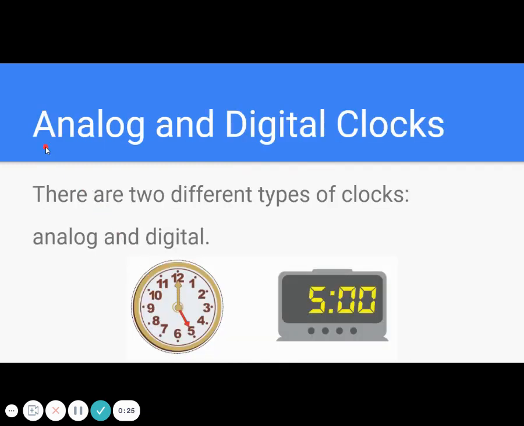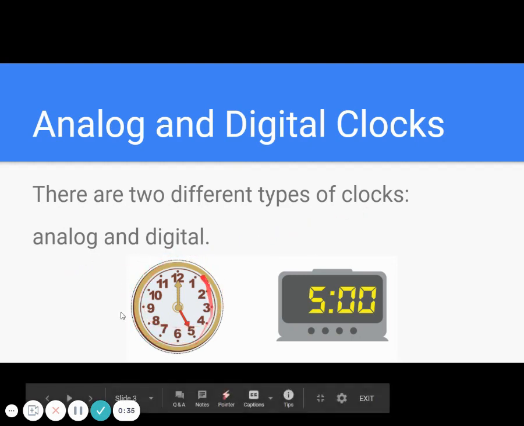All right, we have been learning about the different types of clocks. So we have an analog clock and a digital clock. There are two different types of clocks, analog and digital. So this one is our analog, this one is our digital.